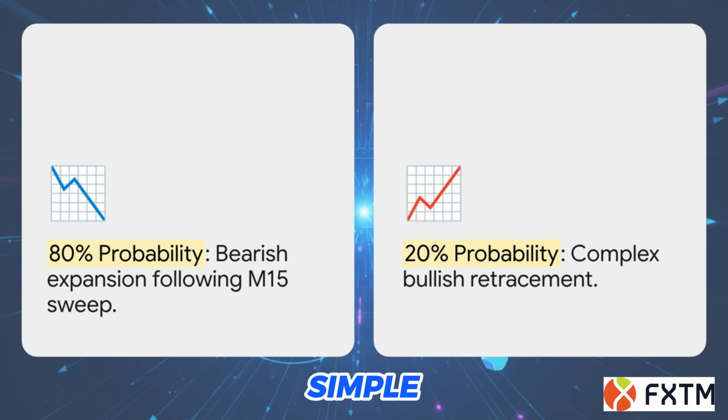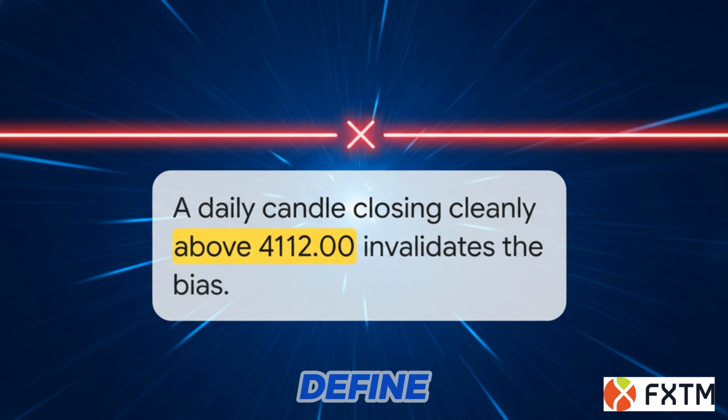It's really that simple. We also absolutely have to define our hard invalidation level. If a daily candle closes cleanly above 4112.00, our bearish bias is entirely invalidated. A break above that level destroys the bearish breaker block, completely fills the structural gap, and tells us that smart money is shifting back into a complex, higher time frame accumulation structure. If that happens, we simply step aside.